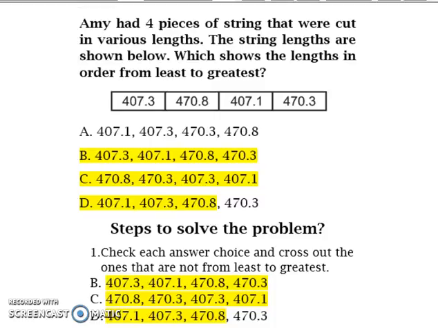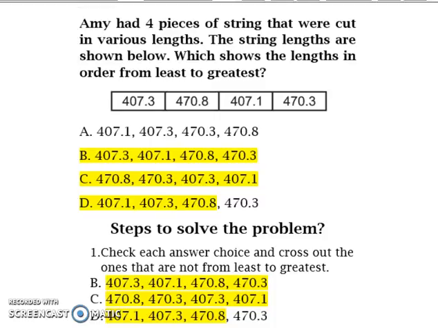Let's look at C. It starts with 470.8, 470.3. Well, we can stop there because we know that 470.8 is larger than 470.3, and we said that we are looking for the lengths that are from the least, which is the smallest, to the greatest, which is the largest. Okay, so C is not the correct answer.